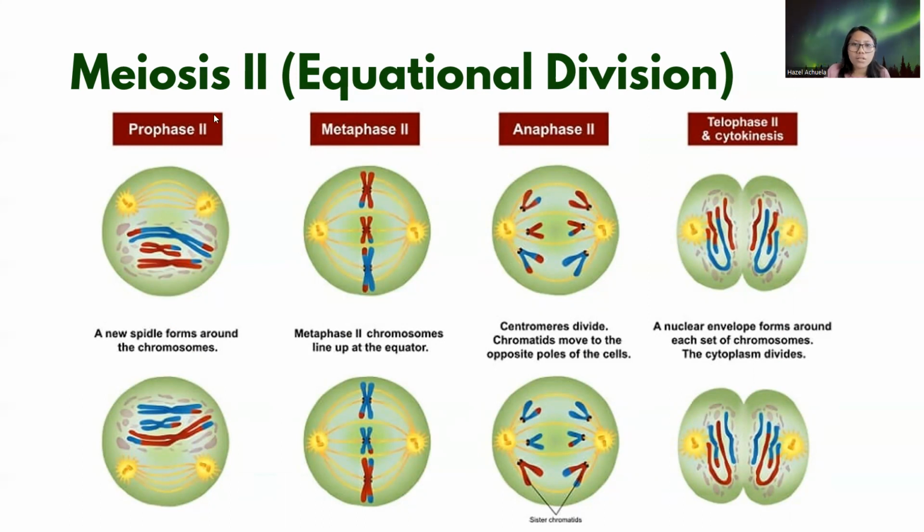Okay, tinawag siyang equational division because the number of chromosomes in each cell is the same as the number of chromosomes at the end of meiosis 2. Right? So 3 yan, and then we have here 6. We count 6 chromosomes here, because we count each chromatid being pulled at each pole as 1. 1 chromatid is now considered as 1 chromosome at anaphase 2. Okay? So yan, 3 chromosomes, 3 chromosomes.